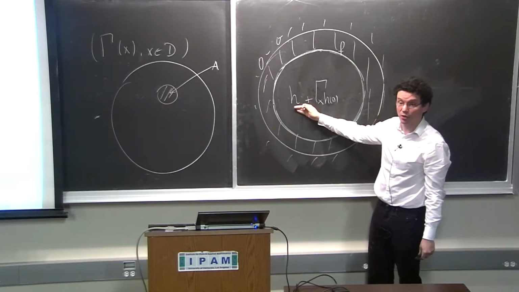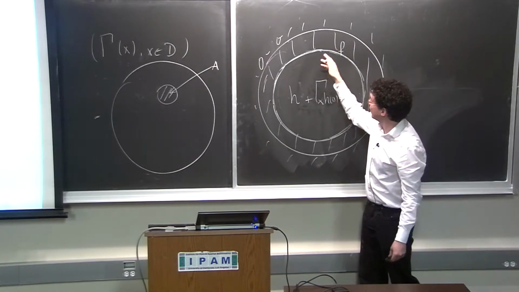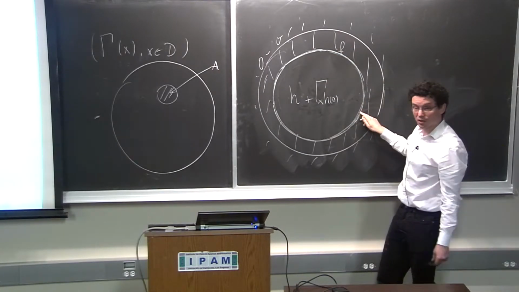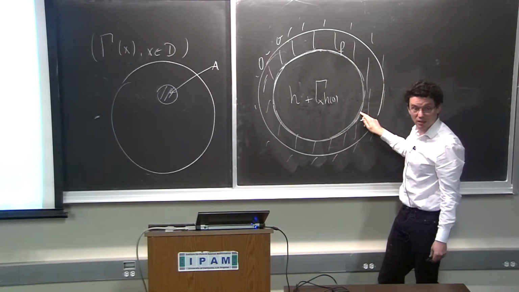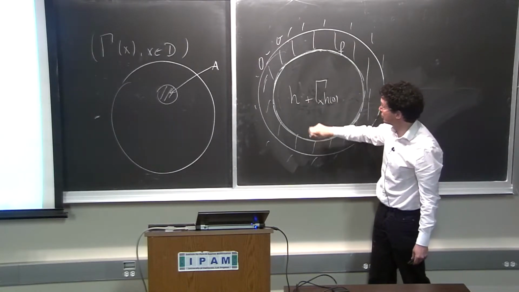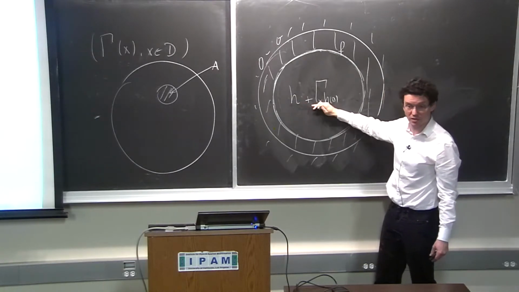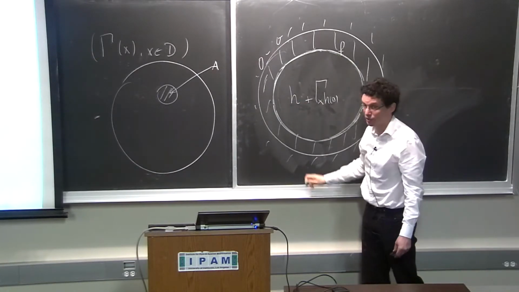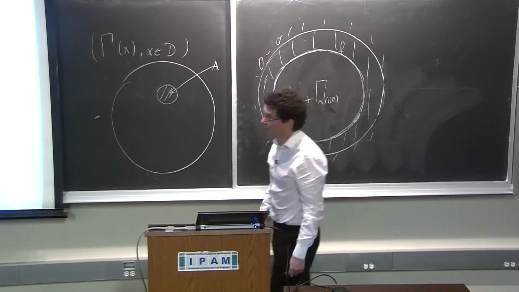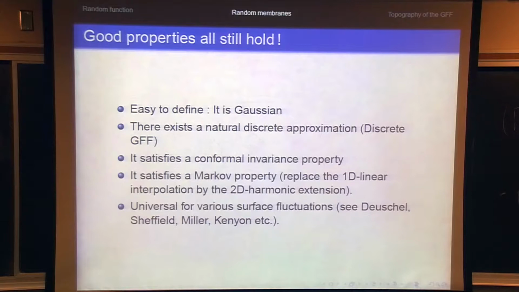And this statement holds, that I discover the Gaussian free field in this annulus. I define it on the circle, all these possible meaned out values, and then I define the harmonic extension, and what remains to be discovered is just this harmonic function plus a Gaussian free field in this remaining to be discovered disk. And again, it's universal for various surface fluctuations.